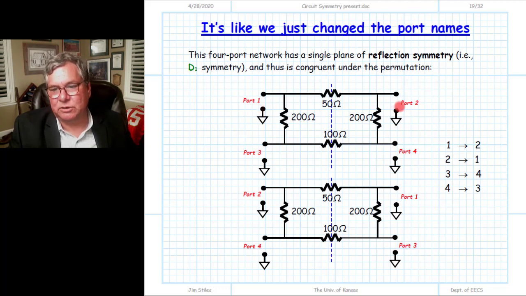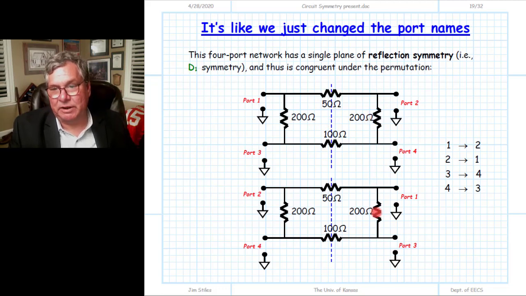So port 1 reflects over to port 2, and 2 goes to 1. Port 3 reflects to 4, 4 goes back to 3. And so this is the resulting circuit that we get. Notice the circuit itself is congruent after this operation. I have 50 on top, 50 on top, 100 on the bottom, 100 on the bottom, 200 on the left, 200 on the left, 200 on the right, 200 on the right.